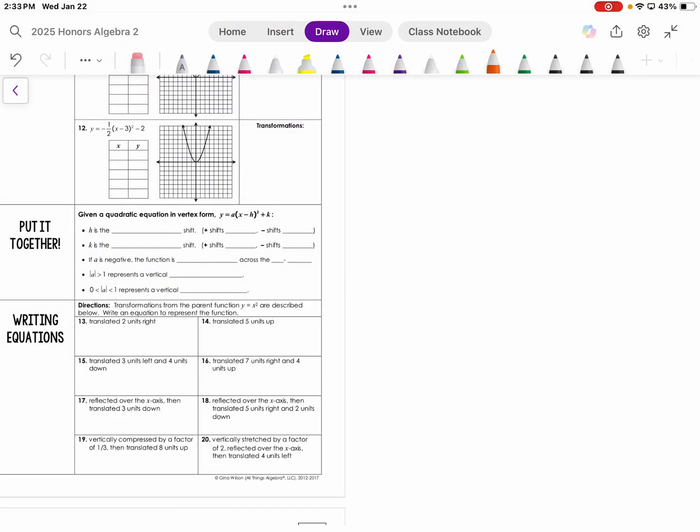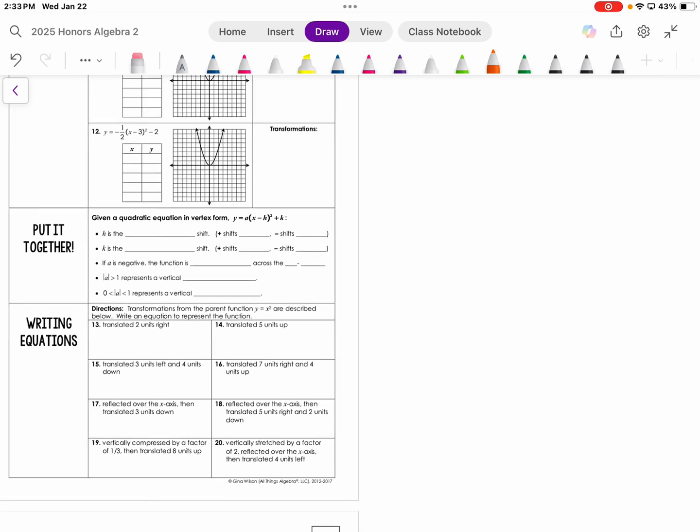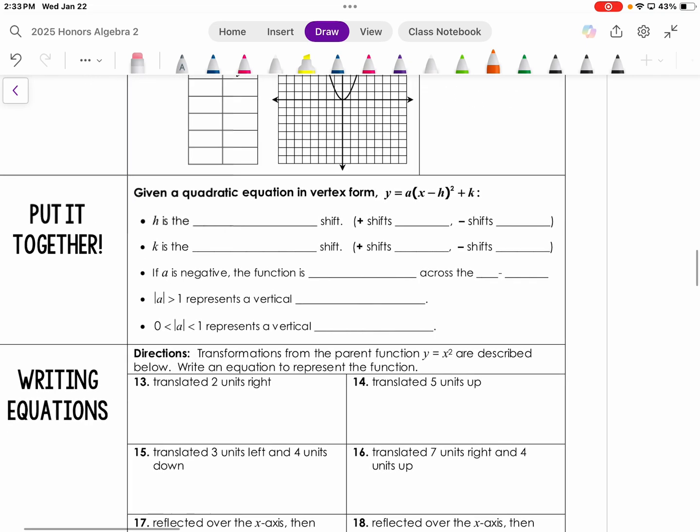Usually when I teach standard Algebra 2, I go through a bunch of those, like one side, just to give a lot of extra practice. Honors, we're expecting you to go quicker.